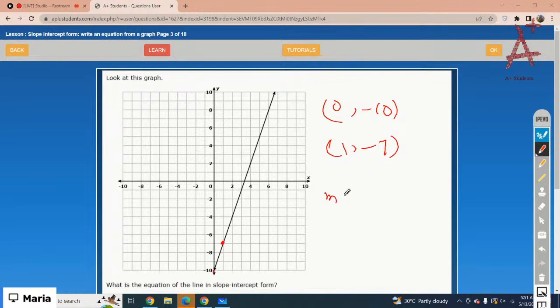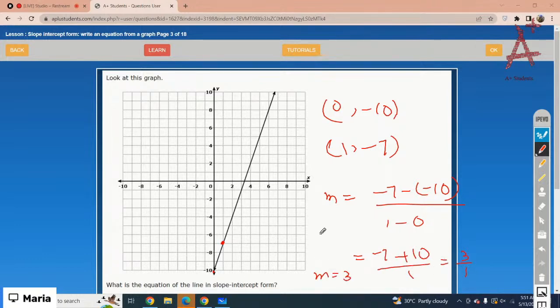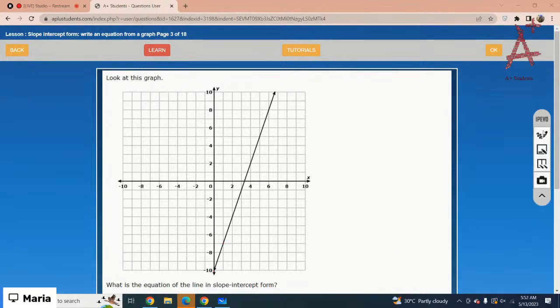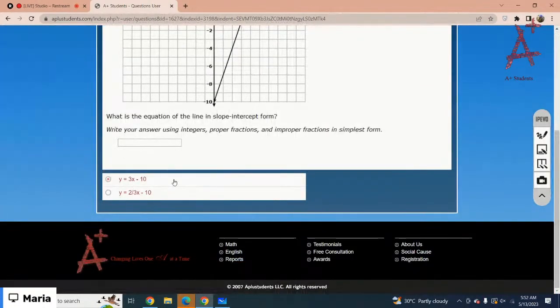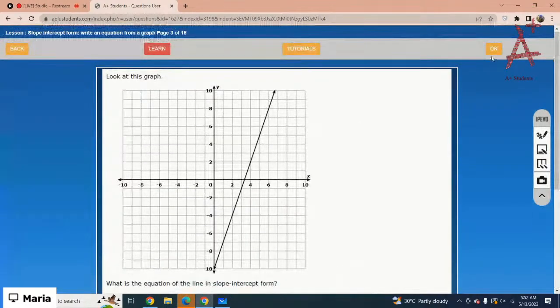Okay, just calculate the slope. It would be -7 minus -10 over 1 minus 0. So it would be -7 plus 10 over 1. So 10 minus 7 is 3 over 1. So it would be m equals 3. Got it? And here you have the y-intercept. So the equation would be y equals 3x minus 10. Got it? The equation of the graph is y equals 3x minus 10. It would be equation number 1, y equals 3x minus 10.